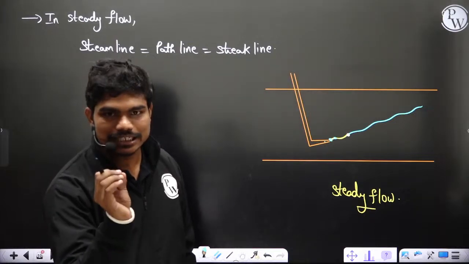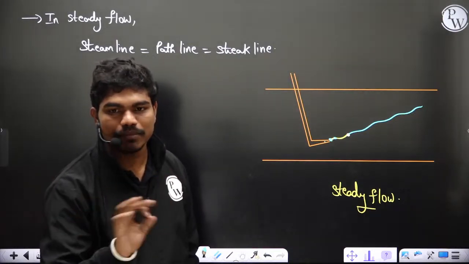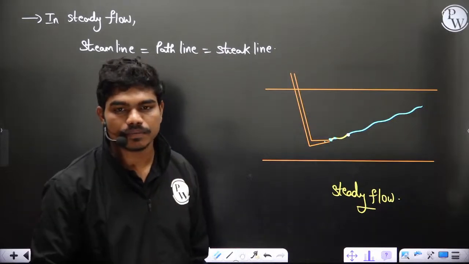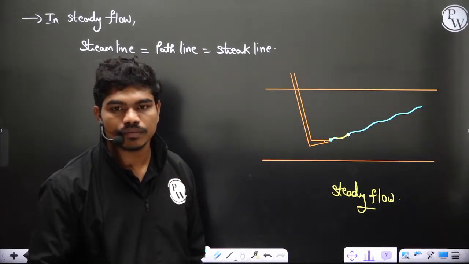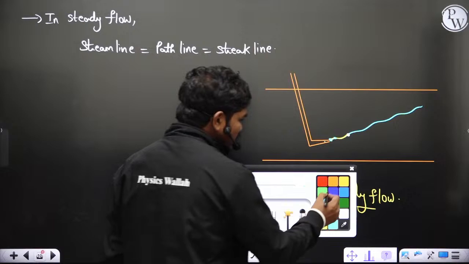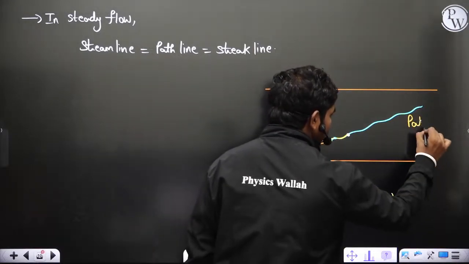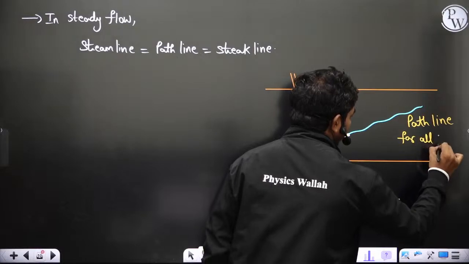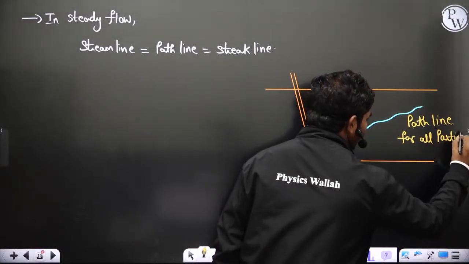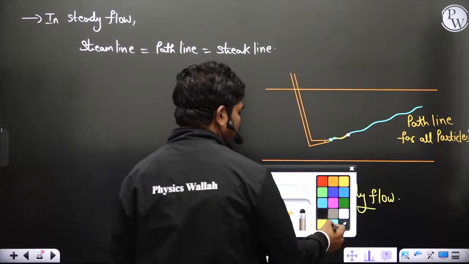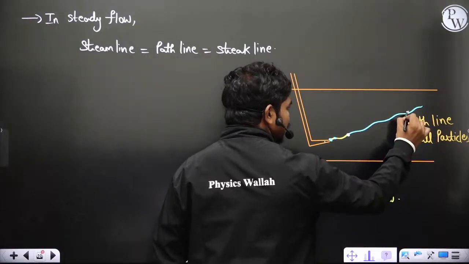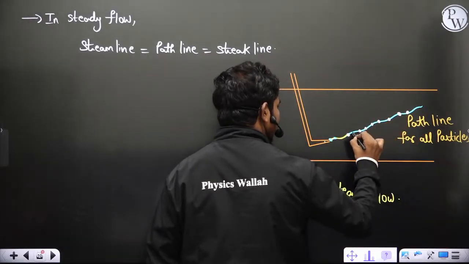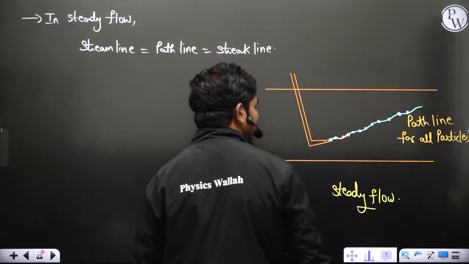Because particles are getting released from the same point and there is no change with respect to time in anything, they should all follow the same path. Correct? Now this is the path line for all particles. If all the particles are following the same path, when the first particle is somewhere here, the second particle will be here, the third here, the fourth here, and so on, like this we have the particles.